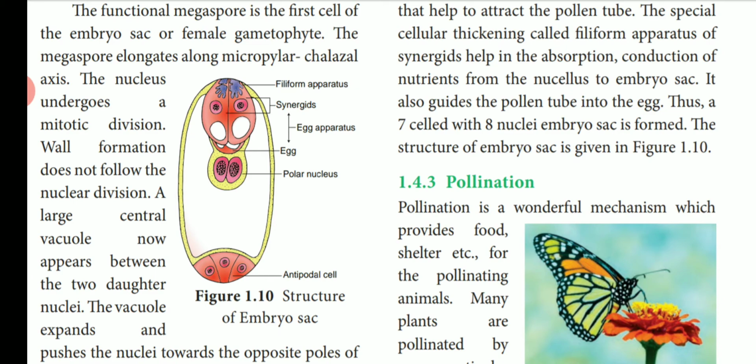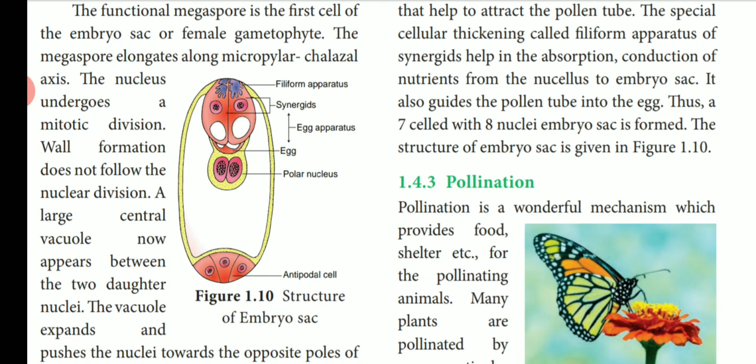If you count, there will be 8 nuclei: 3 at the chalazal end, 3 at the micropylar end, and 2 in the center. So altogether the 8 nucleated embryo sac is formed.